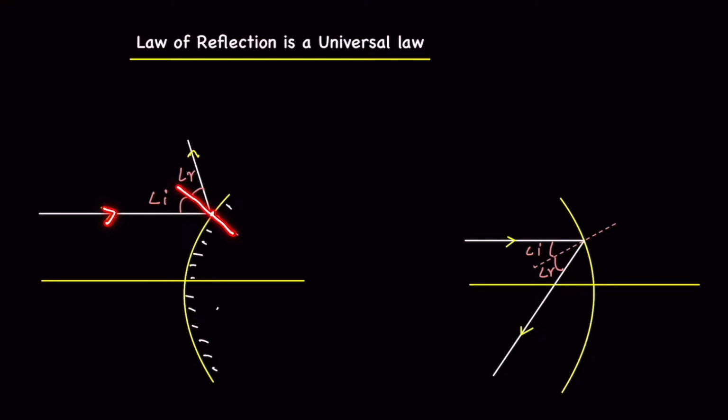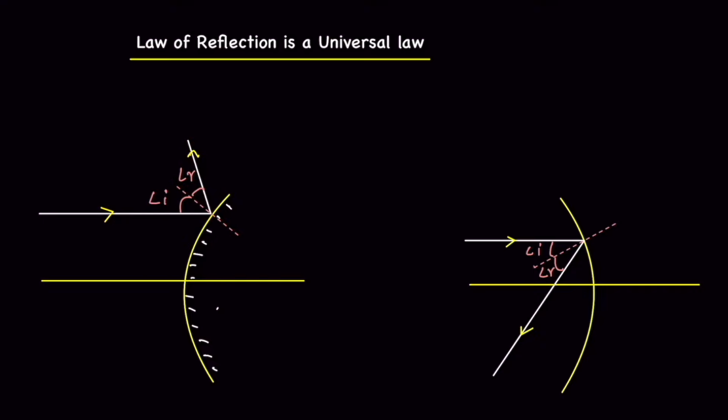So when the incident ray touches the surface, this is the normal. And we know that angle I is equal to angle R. Angle I is the angle between the incident ray and the normal. This is the normal, this is the incident ray, this is angle I. Same way, this is the reflected ray, this is the angle of reflection. So you notice that the reflected ray is going in the outward direction. So it is diverging in nature.